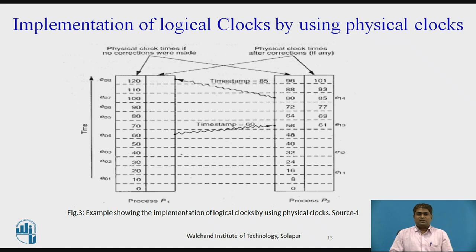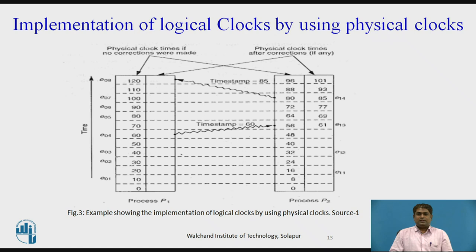Here, the diagram shows the implementation of logical clocks by using physical clocks instead of counters. In this case, each process has a physical clock associated with it. Each clock runs at a constant rate. However, the rates at which the different clocks run are different, for instance in the diagram. When the clock of process P1 has ticked 10 times, the clock of process P2 has ticked only 8 times. To satisfy condition C1, the only requirement is that the physical clock of a process must tick at least once between any two events in that process.